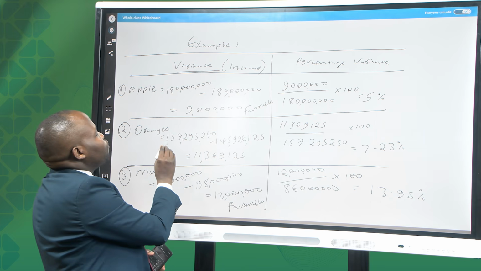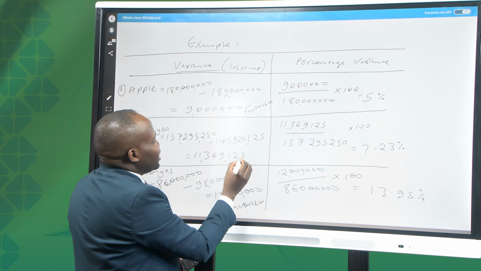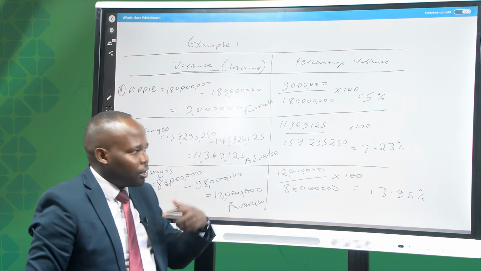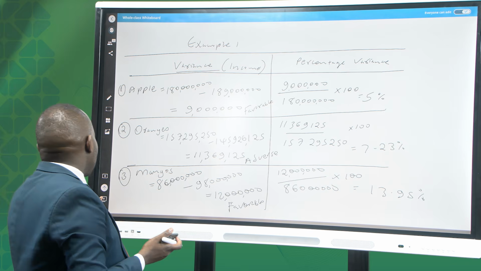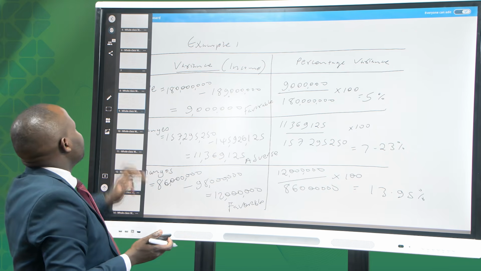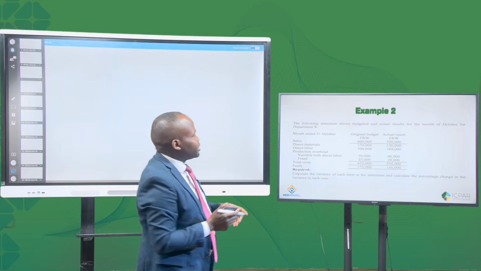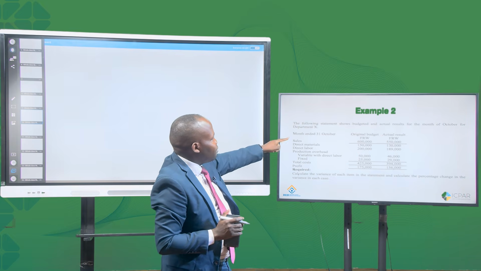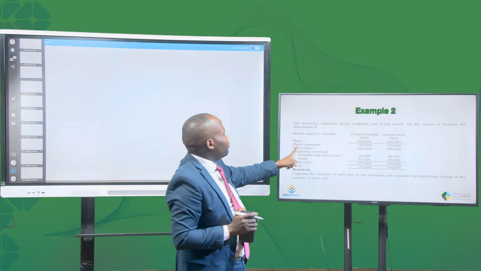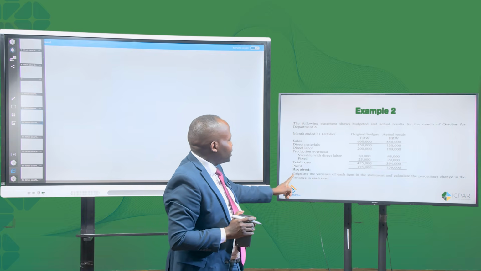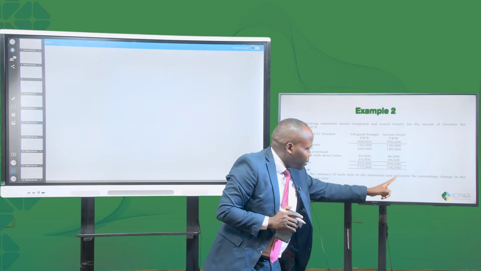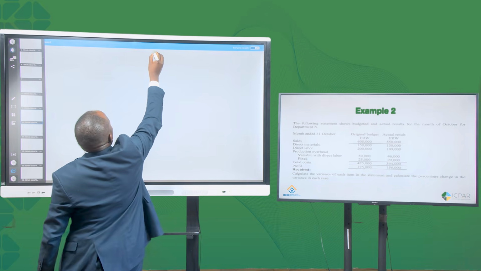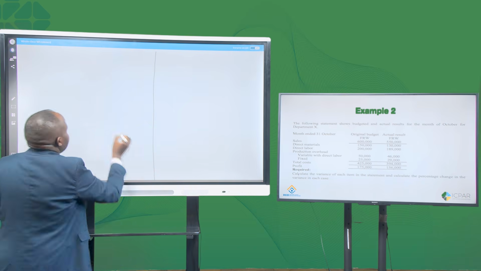Here we had budgeted to receive 157, we received less. So this is adverse. The last example is the following statement shows the budget and actual results for the month of October for Department X. Month you have been given, the variances you have been given. Calculate the variance for each item in the statement and calculate the percentage. So in this example, we will follow the same analogy.